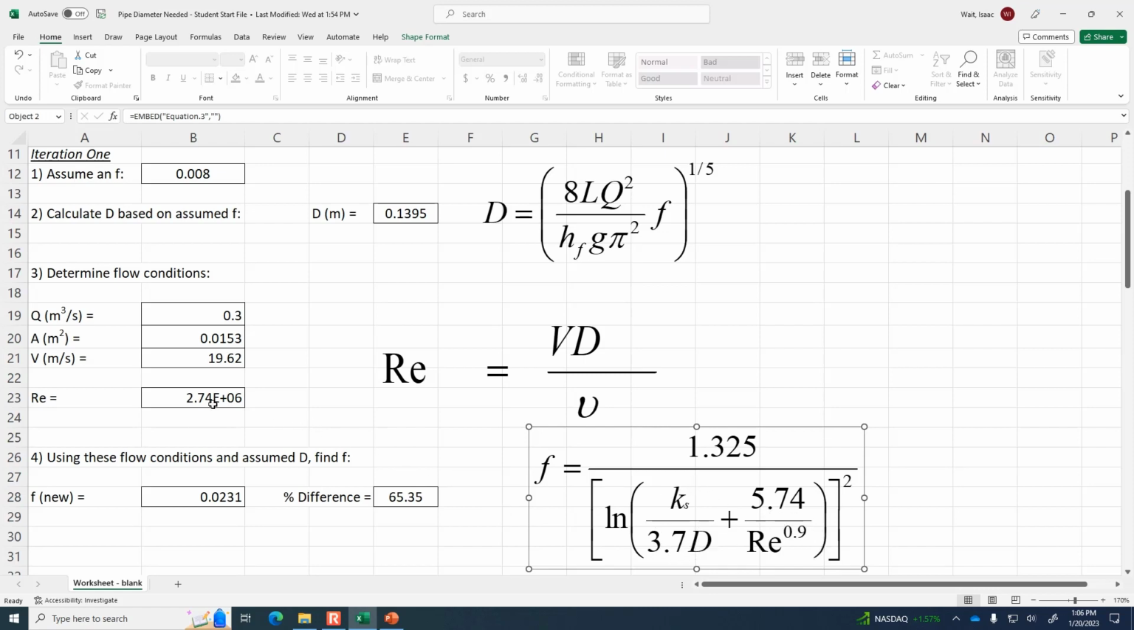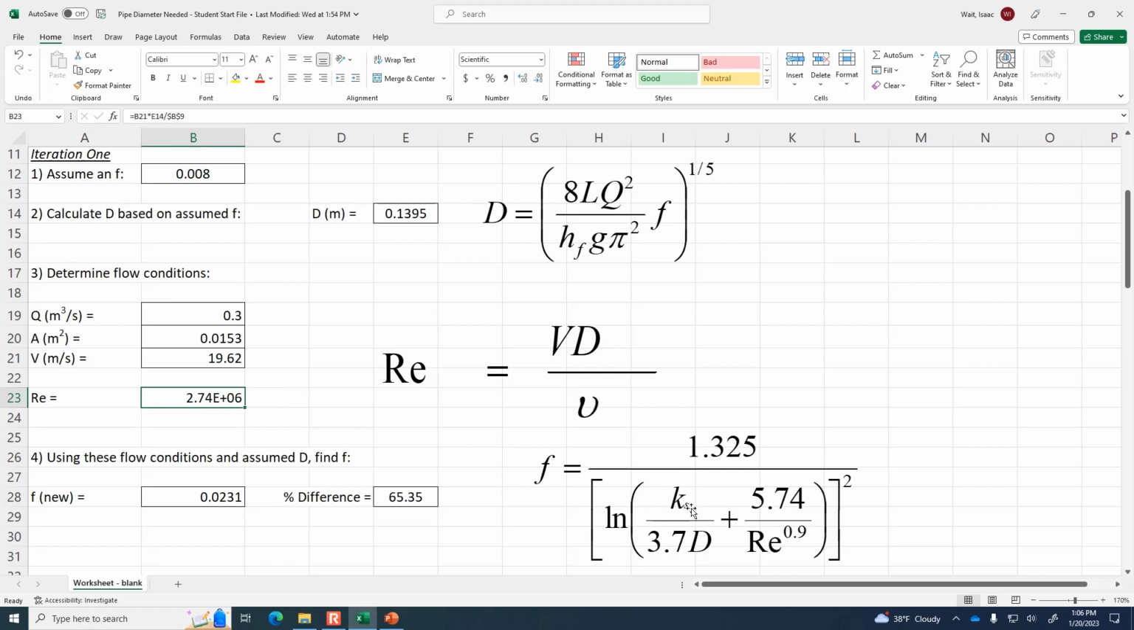So we now have an estimate of the Reynolds number, and we always knew the equivalent sand roughness, K sub S, and based on some assumed diameter that we're going to be calculating, we have an updated F value. And it changed a lot from our initial guess. So this big difference tells us that we probably need to do another iteration.